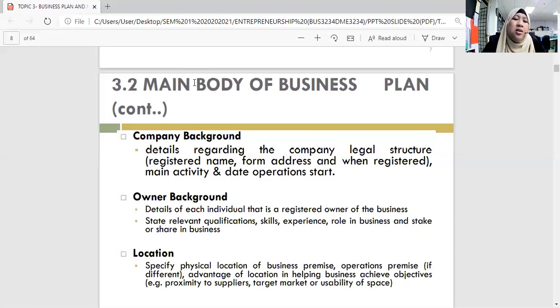And the next one is the owner's background. These are the details of each individual that is a registered owner of the business. Make sure the registration has the details of their background, to show, of course, the professionalism of the business proposal. And I wish the students would use a formal picture for your background, I mean your honest details, and not a picture showing that.